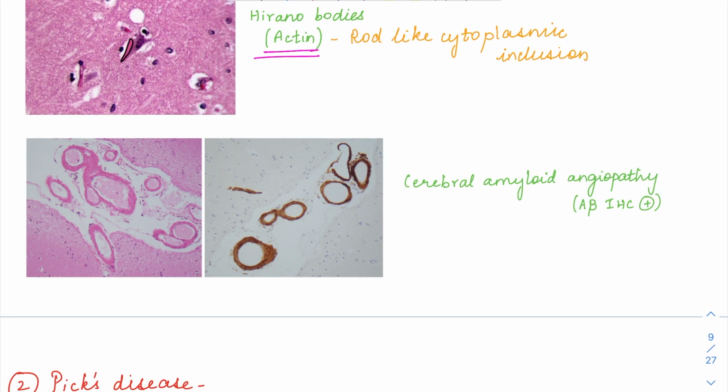Even though it is not a specific finding, it can be seen in this. And if you use any immunohistochemistry for this amyloid, you can highlight this. Okay, the second image, which is showing this brown color, is being highlighted by the A beta IHC.